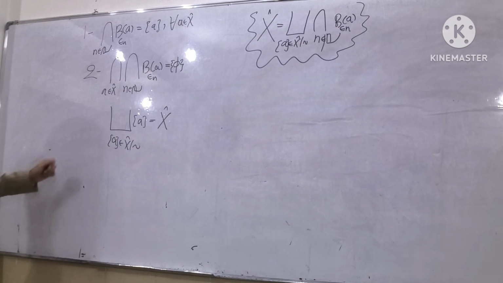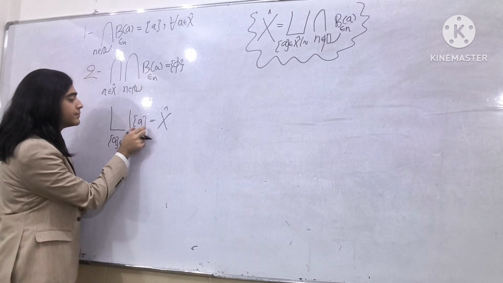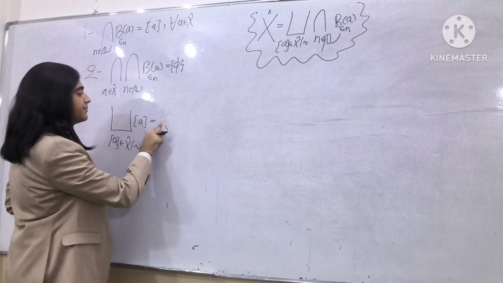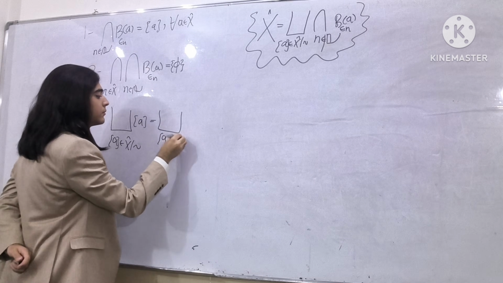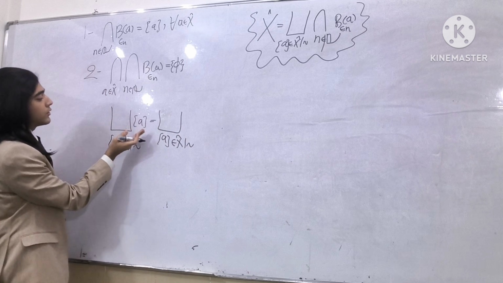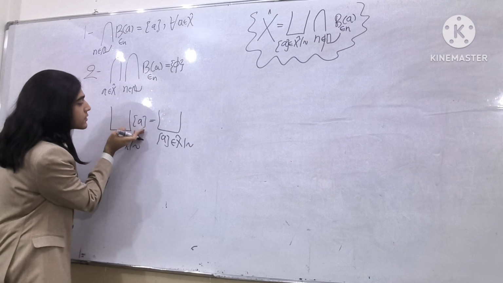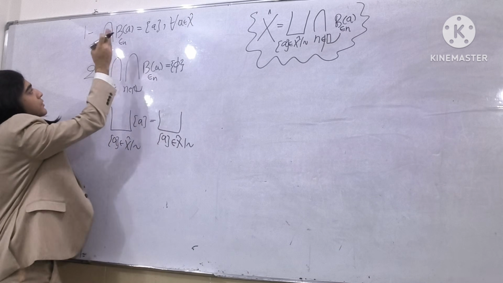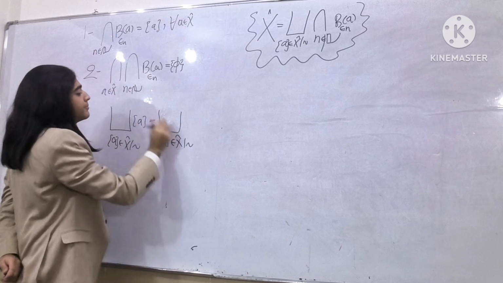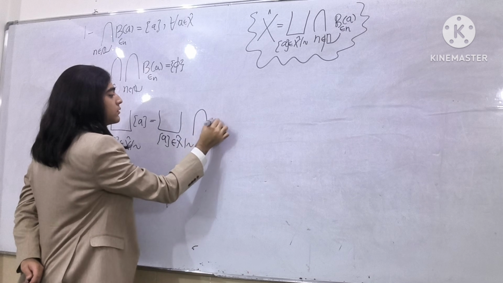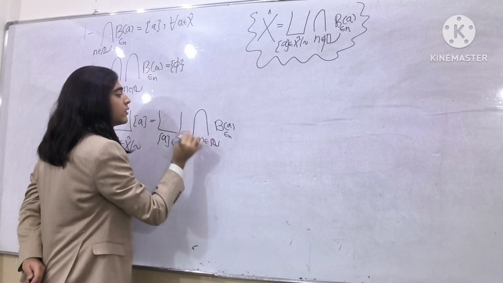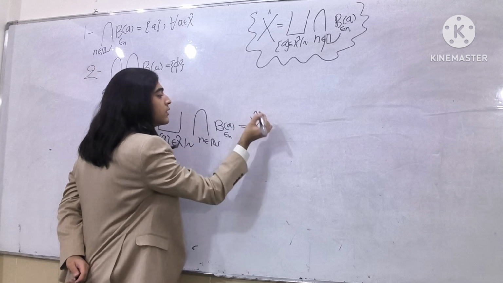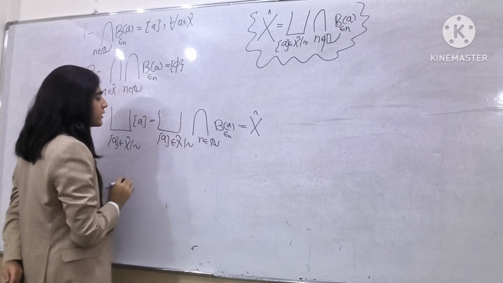Now, of course, we can say I am going to replace this equivalence class by this form, the intersection, which is equal to X. And the proof is complete.